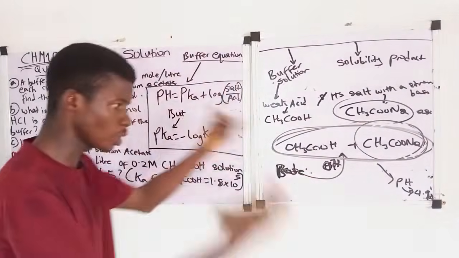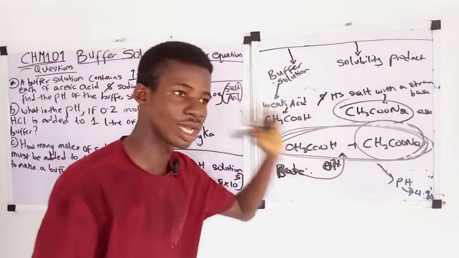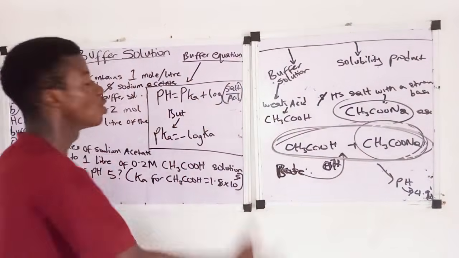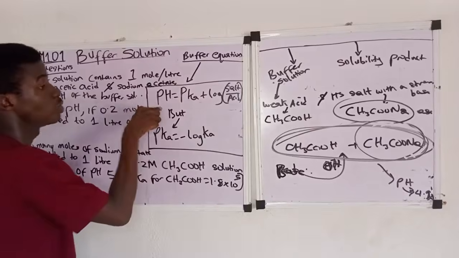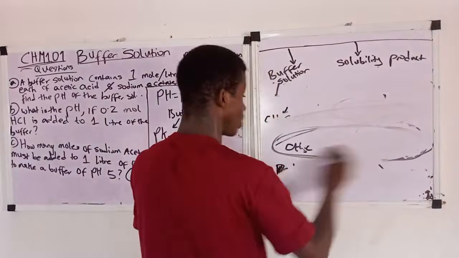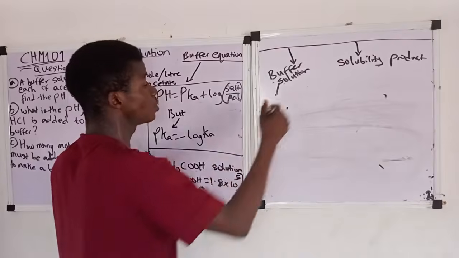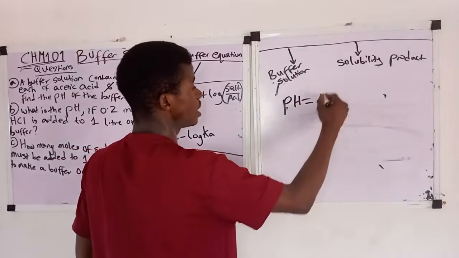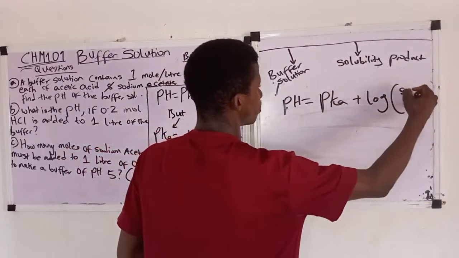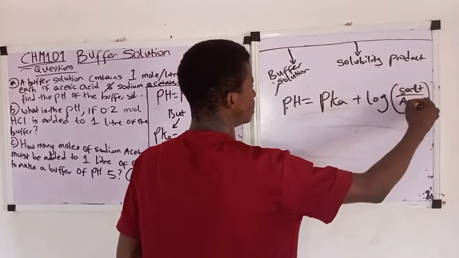Now, where they usually ask you questions from is the calculation aspect, okay? Now, how do we calculate the pH of a buffer solution? We are using the Henderson equation. To calculate the pH of a buffer solution, the formula we are going to use is pH equals pKa plus log of salt divided by acid, right?